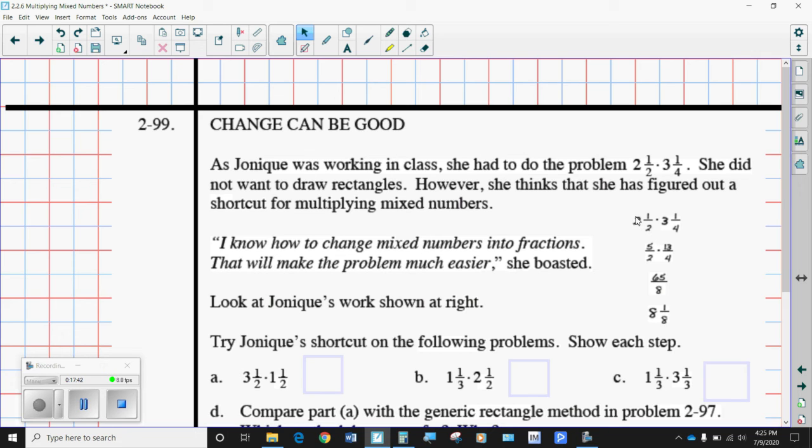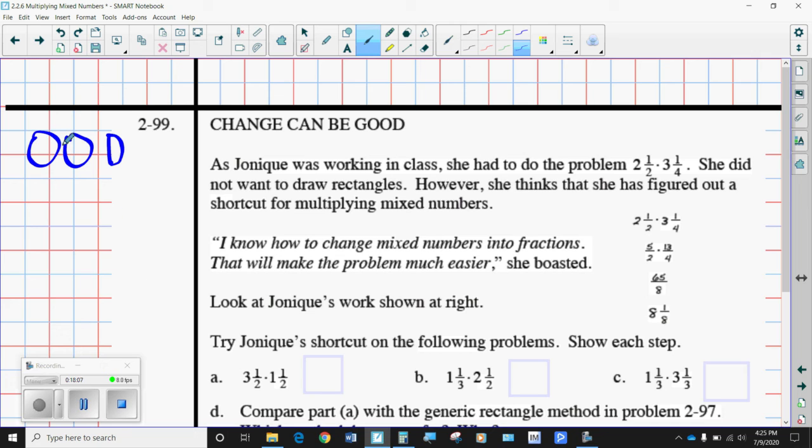She decided to take 2.5 times 3 1/4 and rewrite them as improper fractions. Now, let me go ahead and take this right here. And let me show you what it would look like and why each one of them gets changed to their improper fractions, 5 1/2 and 13 over 14. 2 1/2 looks like this.